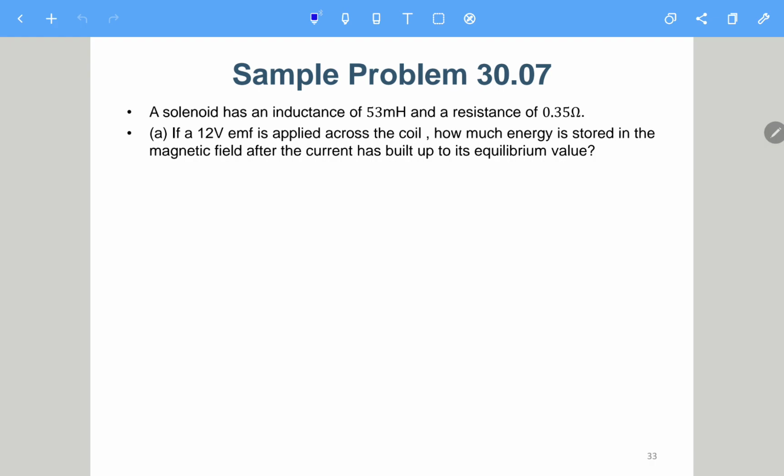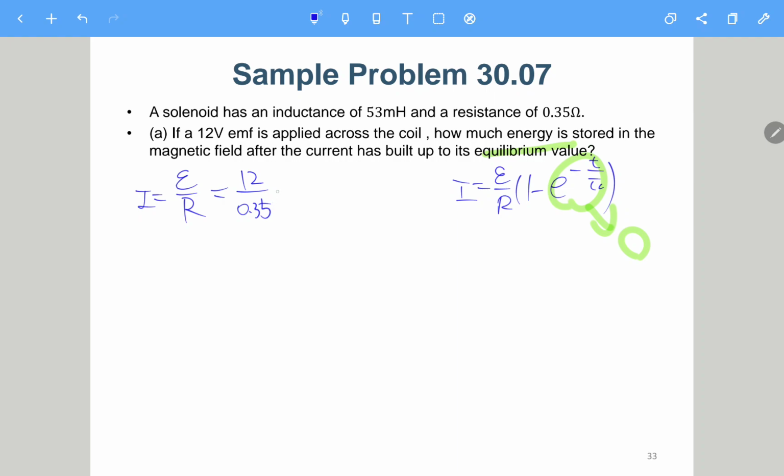Okay, so it is easy, which is I equals E over R for the steady state, because the general expression should be I equals E over R times 1 minus exponential to negative t over tau L. But it said the equilibrium value, which means that this exponential term is 0. So it's nothing but E over R, which means 12 volt over 0.35, so this is 34.3.